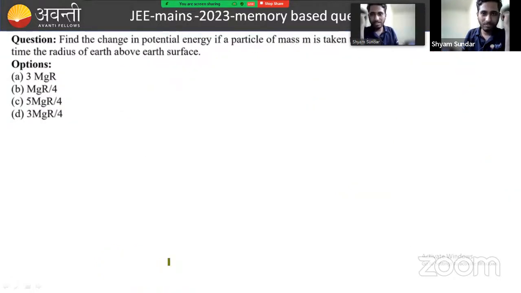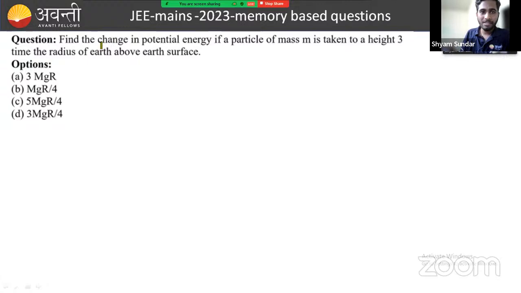Okay, this is the next question. Try to find out this answer, actually based on the same type of question we solved. Okay, try to go through here once again. Find the change in potential energy. We need to calculate the change in potential energy of a particle of mass m taken to a height of 3 times the radius of the earth above the earth's surface. I will give you exactly a minute of time. Okay, take a minute of time and calculate the potential energy. Because we already calculated the potential energy, that's why potential energy is minus G M m divided by R.